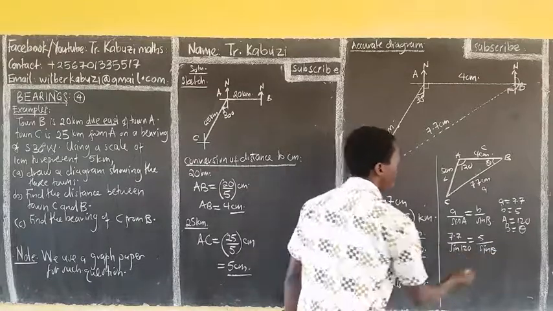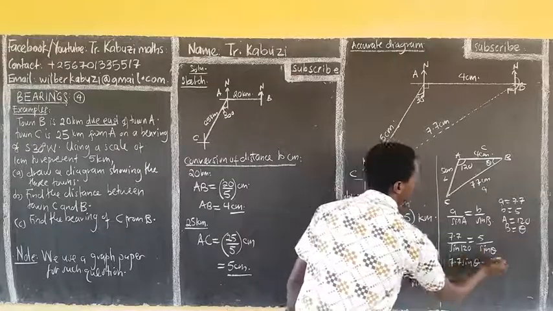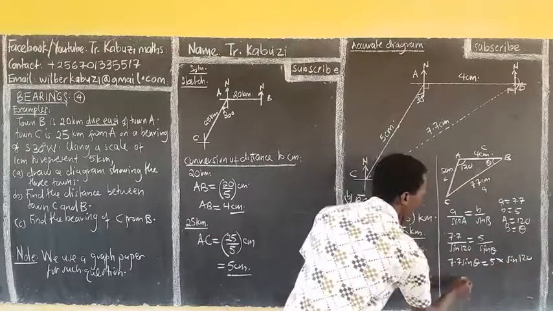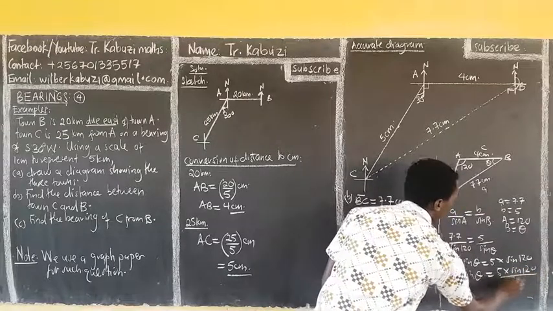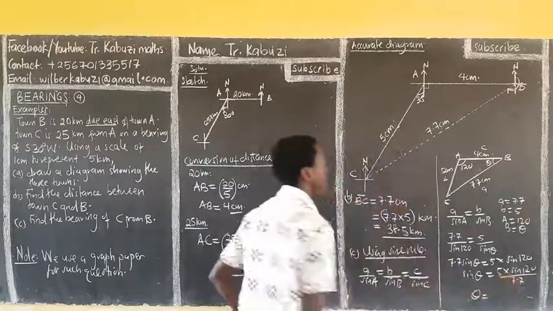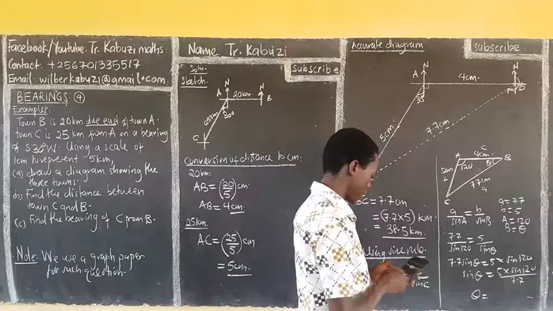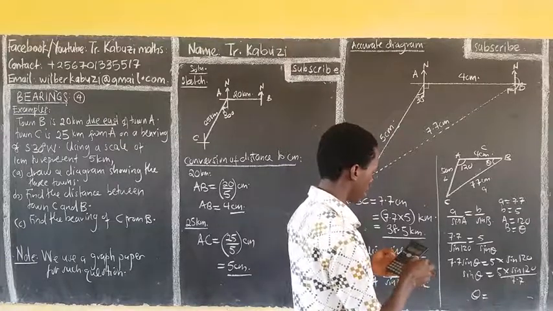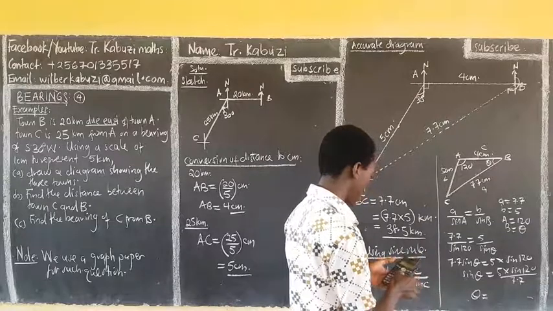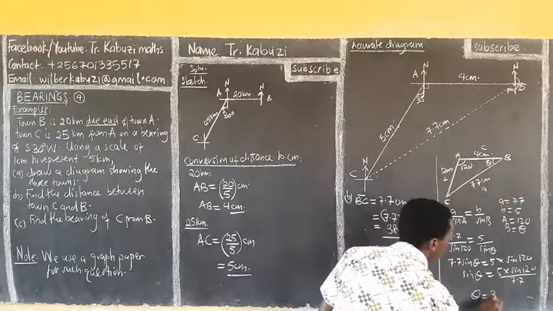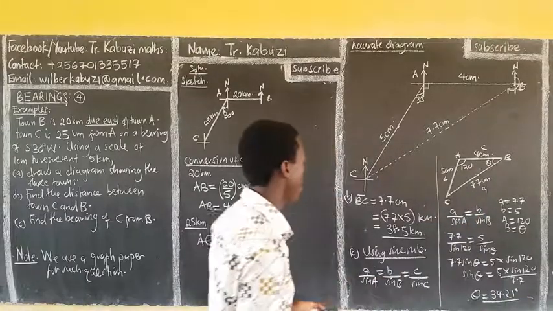So how about substituting now? We cross multiply. If I cross multiply, I have 7.7 sine theta equaling 5 times sine 120. Then sine theta will be the whole over 7.7, and so your theta will be sine inverse of the whole of this. So from here I have 5 times sine 120 over 7.7, which gives 34.21 degrees. So if this is the theta now, remember I want the bearing.